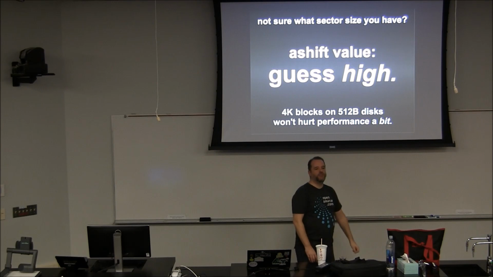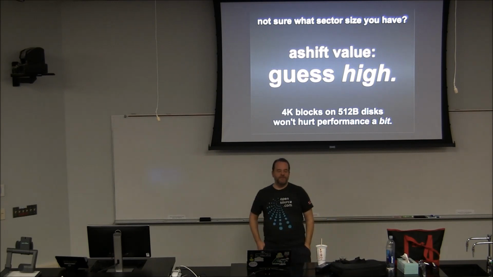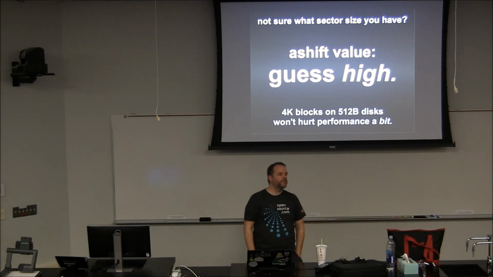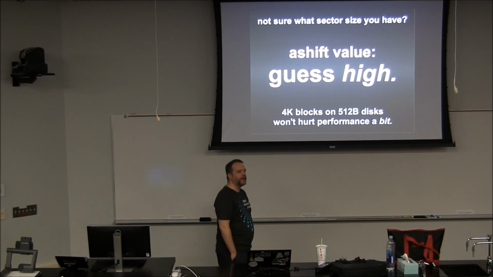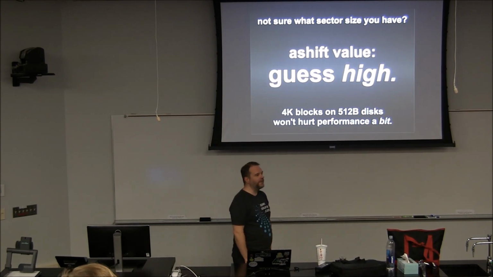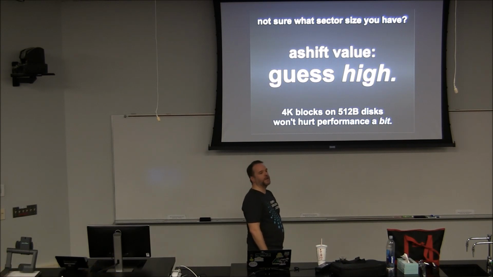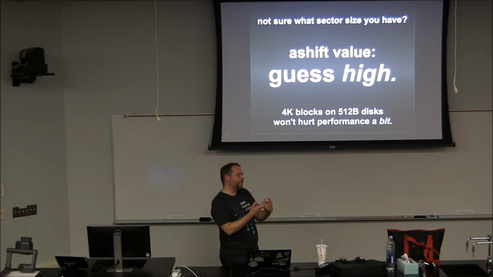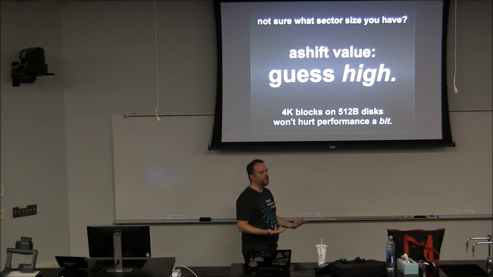If you're not sure about A-shift, guess high. If you take a 512 byte device and you tell ZFS, I want you to write to this in 4K sectors, your performance penalty is basically nothing. The only thing that's going to suffer is you'll have a little bit more slack space, because now, rather than if you write 511 bytes of data, you've got 1 byte of wasted space in that 512 byte block, now you've got 3.5K of wasted space in that block. Boo-hoo. How many 512 byte files do you have anyway? It really doesn't amount to anything.